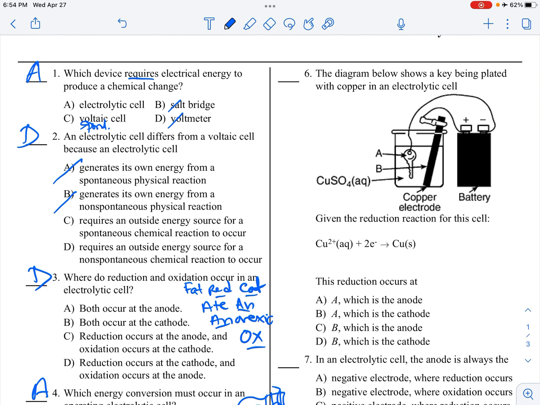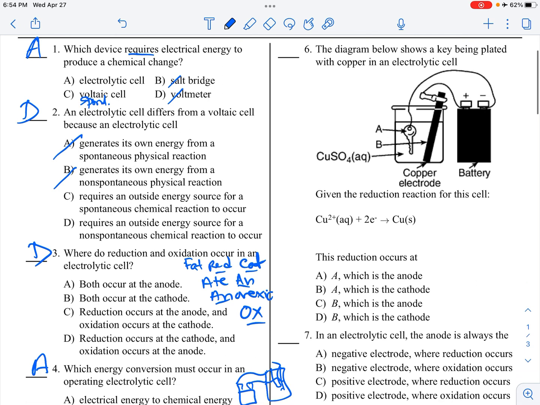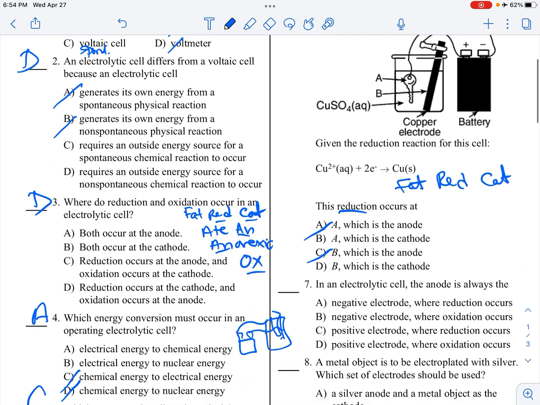Given the reduction reaction for this cell, where does reduction occur? So remember the fat red cat. So reduction happens at the cathode. So the cathode is the fat red cat, which means it gets larger, larger, larger. So would the key be getting larger, or would the strip of copper be getting larger? It's the key. The key will be coated with the copper. That's the whole point. The strip of copper is just there to transfer to the key itself.